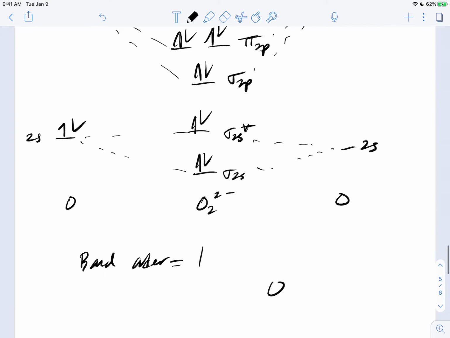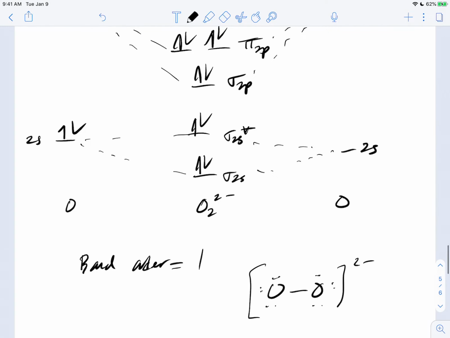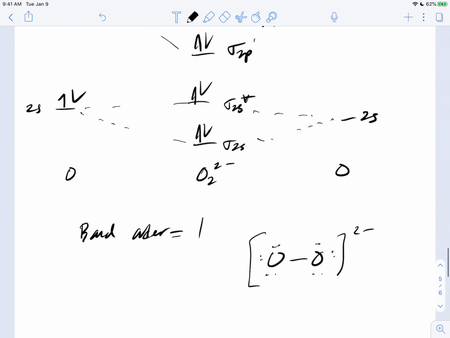So this is actually O2 2 minus. So the stability has actually gone down because the bond order has gone down.